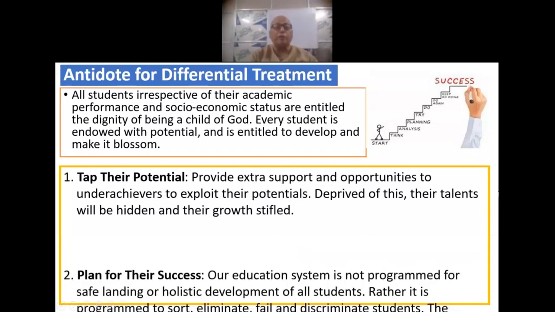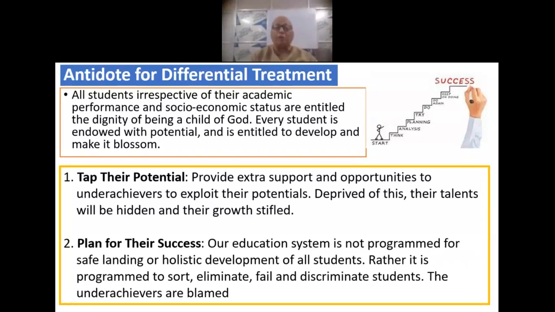The next thing is plan for their success. You must always plan for the success. Bright students will pass. Whether you teach, give them extra coaching or not, they will pass. Now, suppose you are in an airport and the pilot makes an announcement: I am your pilot and my success rate is 50%. 50% of the time I have landed safely and 50% of the time my plane did not land safely. Will you feel comfortable with this pilot? No. Pilots are chosen for 100% safe landing.